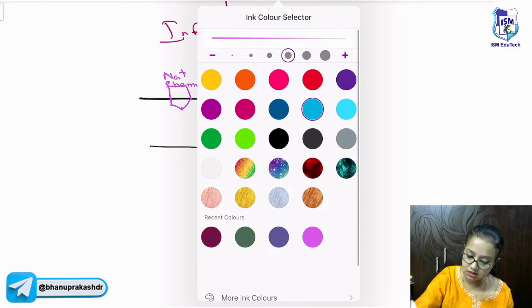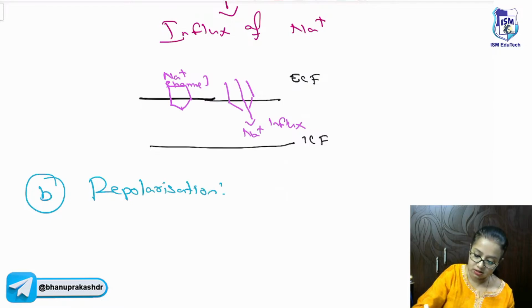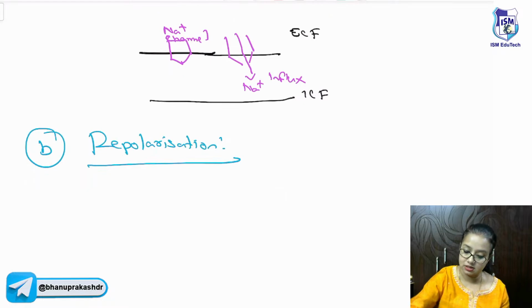Now comes the next stage, that is the repolarization. So what happens in repolarization?